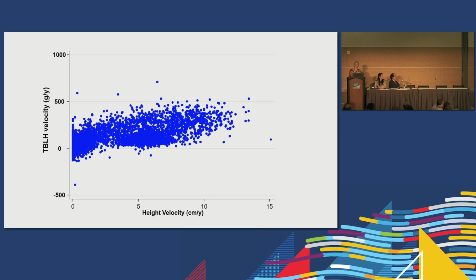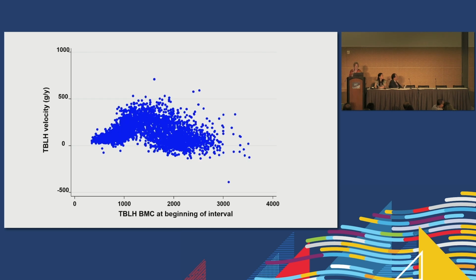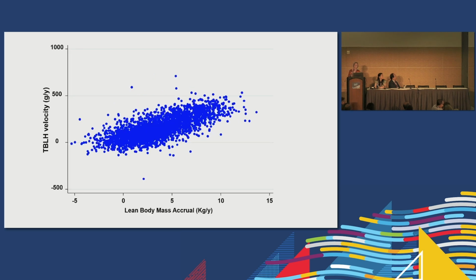This is bone accrual versus height velocity. The more quickly you're growing, the more bone you're accruing, again, converging with puberty. And then similarly, depending upon how much bone you have at baseline will help predict how much bone you're going to accrue over the next year. And then finally, the more lean mass you're accruing, the more bone you're accruing. And again, a convergence of growing more quickly in youth and puberty.